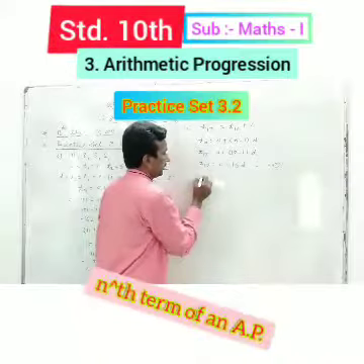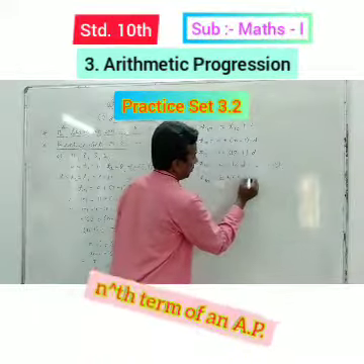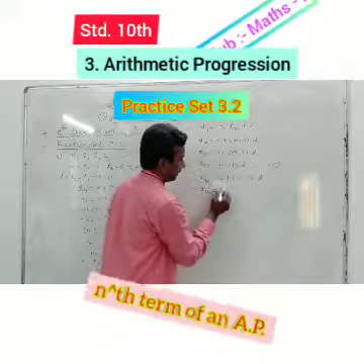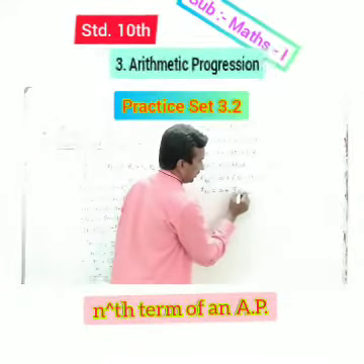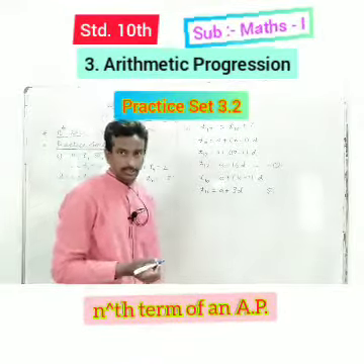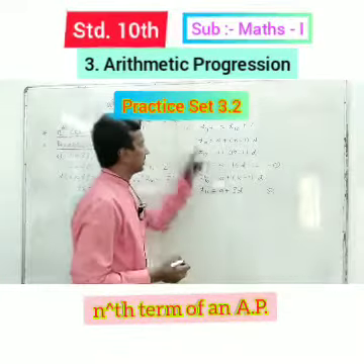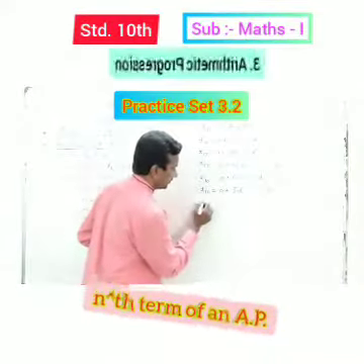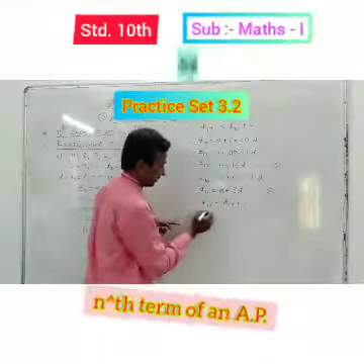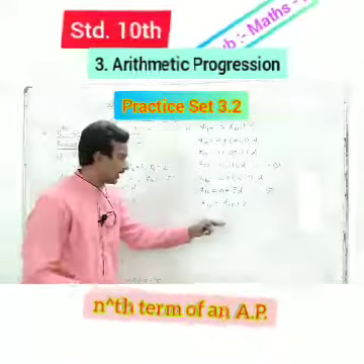Now find T10. T10 is equal to a plus 10 minus 1 into d. Now the value of T10 is a plus 10 minus 1, that is 9d. This is equation 2. Now find the value of d. We have to find the common difference. Then from equations 1 and 2, it is given that T17 is equal to T10 plus 7.